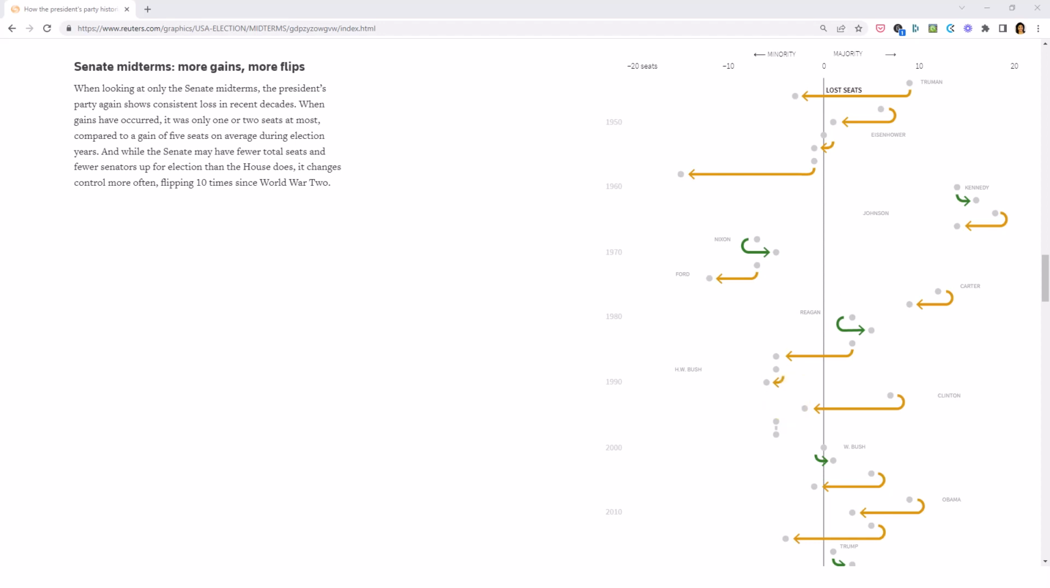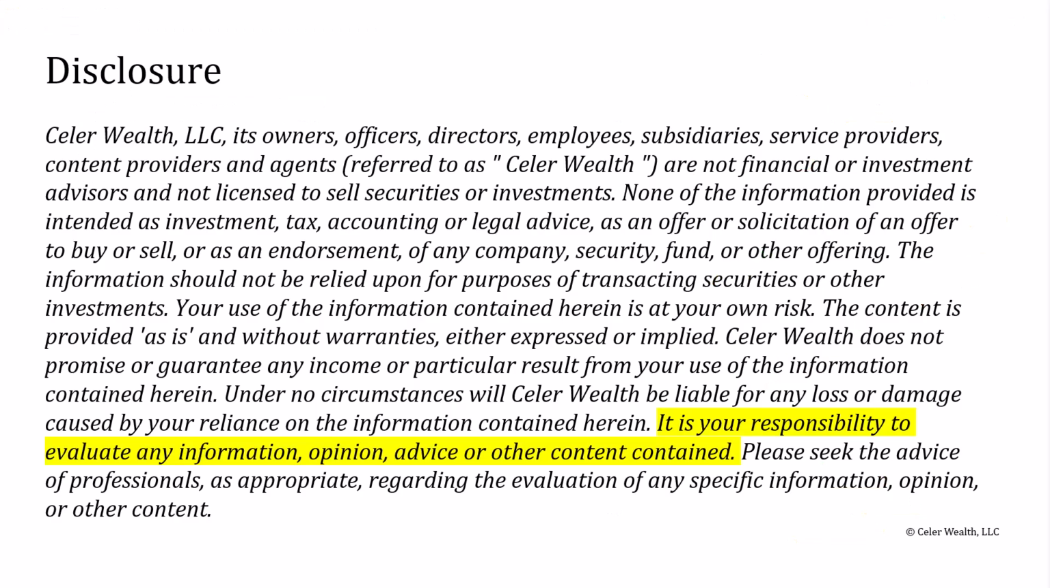And look at where we might go in the next couple days or weeks. So before we look at the chart, important reminder that trading and investing can be extremely risky business. Therefore, it's your responsibility to evaluate any information, opinion, advice, or other content contained in this video.